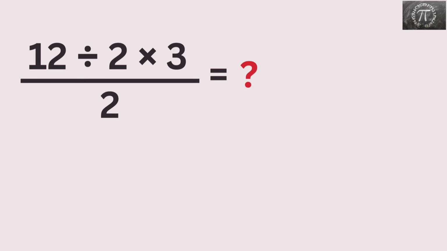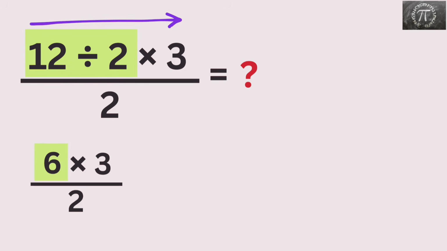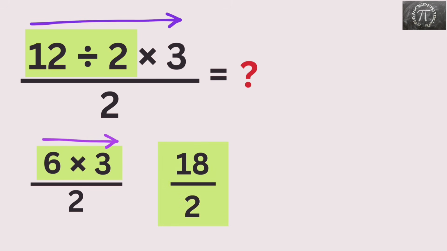Now, let's use that idea to solve the problem correctly. We are given 12 divided by 2 multiplied by 3 divided by 2. According to the order of operations, we start from the left and look for any division or multiplication. The first operation from the left is 12 divided by 2. That gives us 6. So now our expression becomes 6 multiplied by 3 divided by 2. Next, still going from left to right, we do 6 multiplied by 3, which gives 18. Now we are left with 18 divided by 2. That equals 9. So the correct final answer is 9.